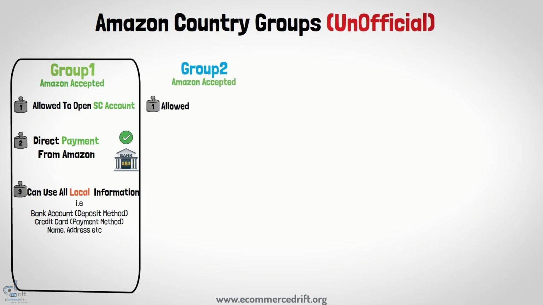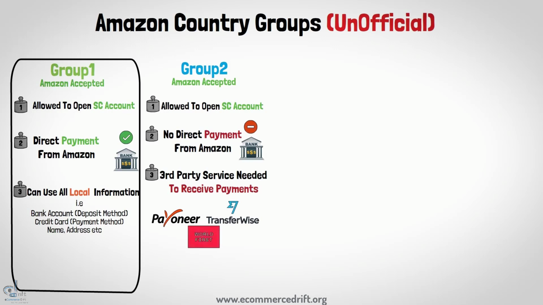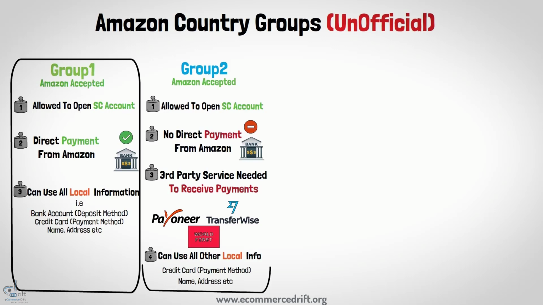Group 2 countries are allowed to make the Seller Central account on Amazon. However, their countries' banking systems don't support the Amazon payment system directly. That is why third-party payment services are needed to receive payments for this group of countries. For example, Payoneer, TransferWise, or World First. All other information local to your country can be used if you are in a Group 2 country.